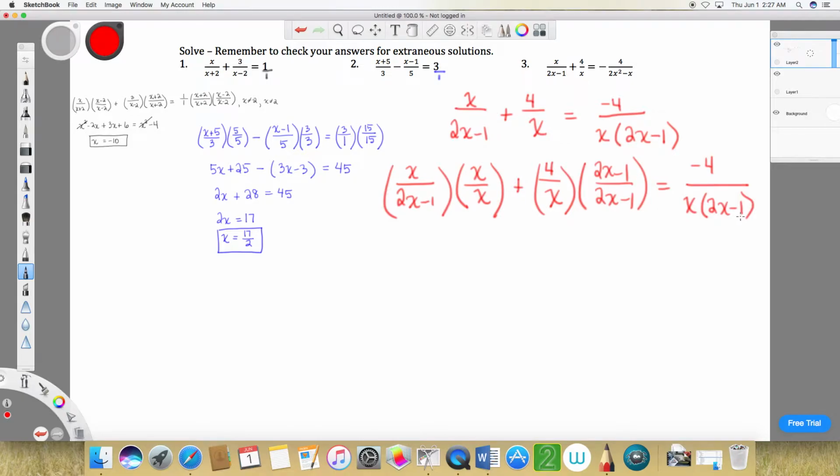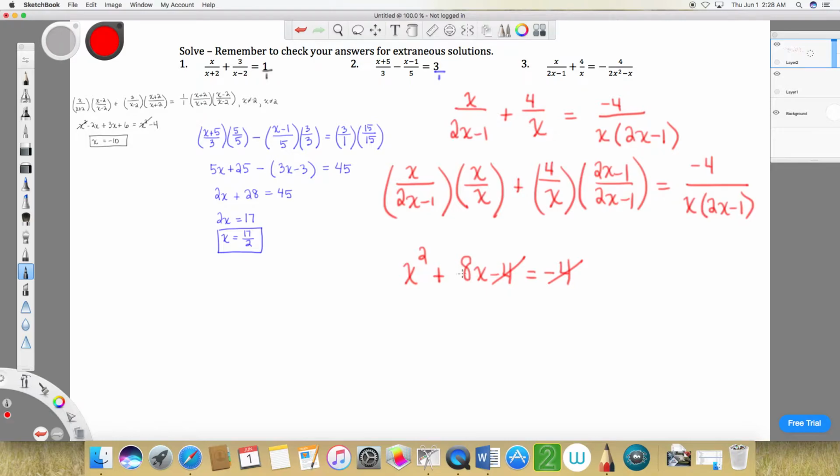So now with a common denominator, if I were to multiply every term in this equation by that denominator, these denominators would all cancel. So the first term, I have x times x, which is x squared. And in this second term, I have 4 times the quantity 2x minus 1. That's going to give me 8x minus 4. And the right-hand side here is a negative 4. So if I add 4 to each side, those terms cancel.